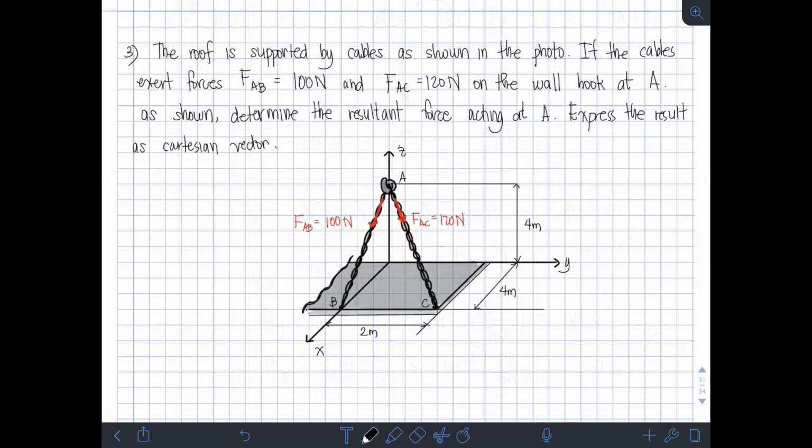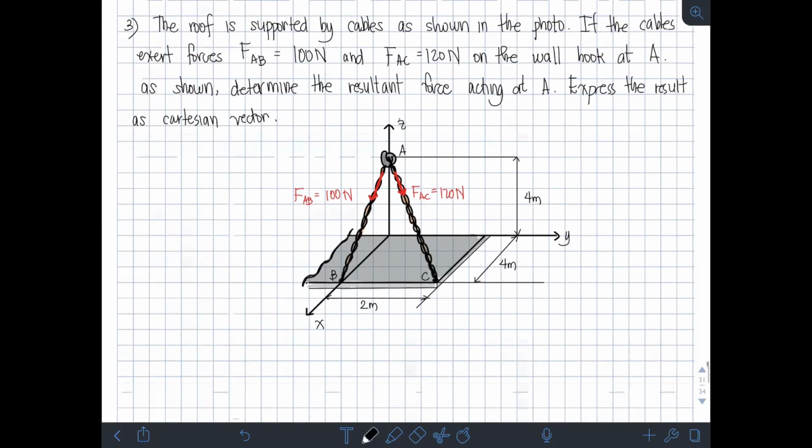Okay? Next, we have the roof is supported by cables as shown in the photo. If the cables exert forces FAB is equal to 100 Newton and FAC equals 120 Newton on the wall hook at A as shown, determine the resultant force acting at A, express the result as Cartesian vectors.